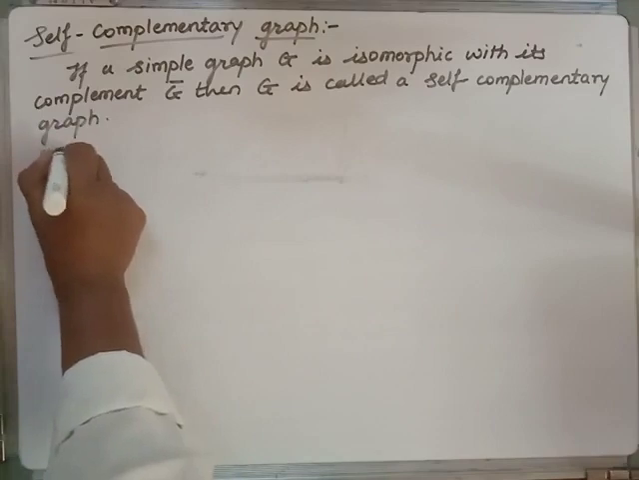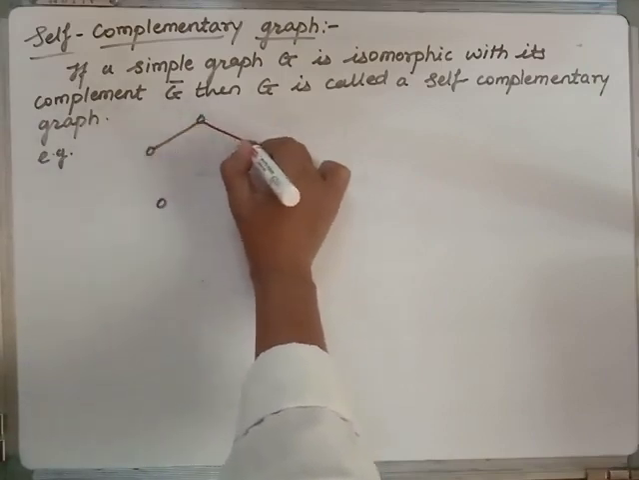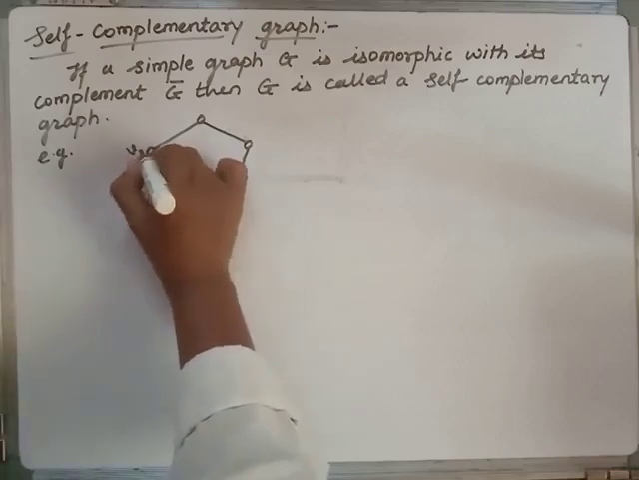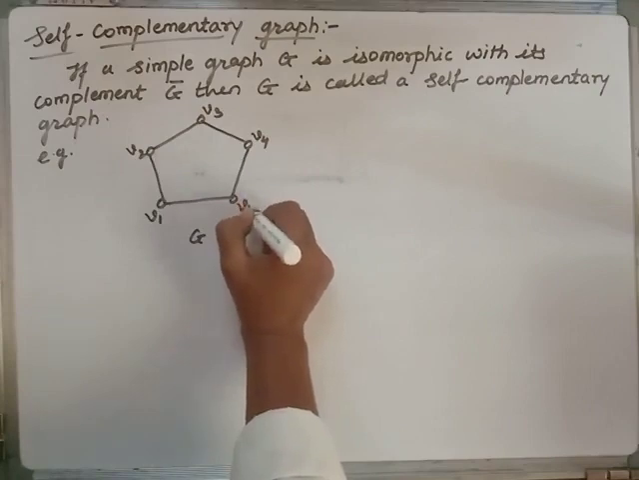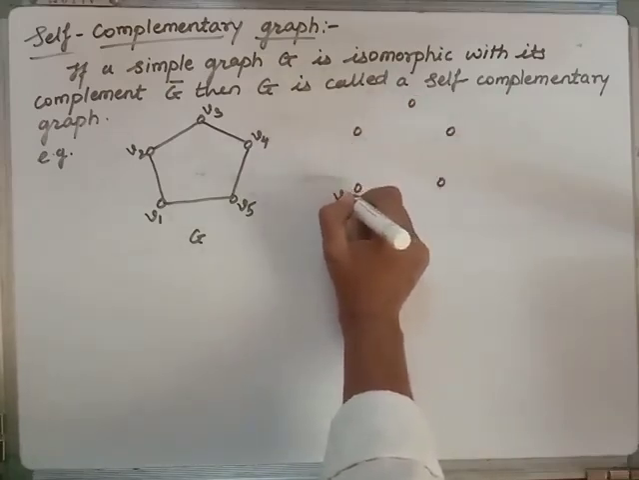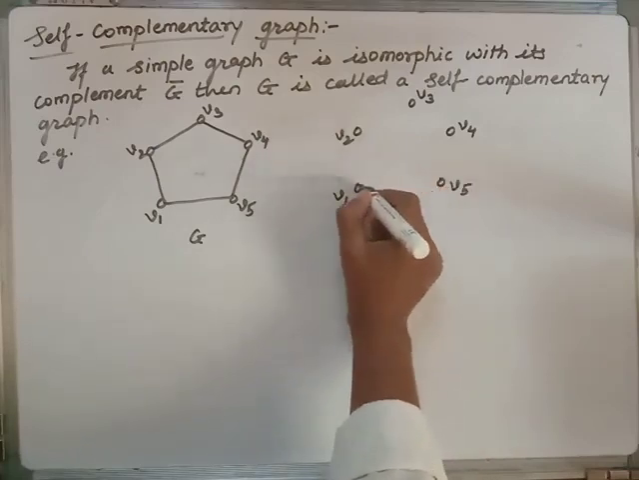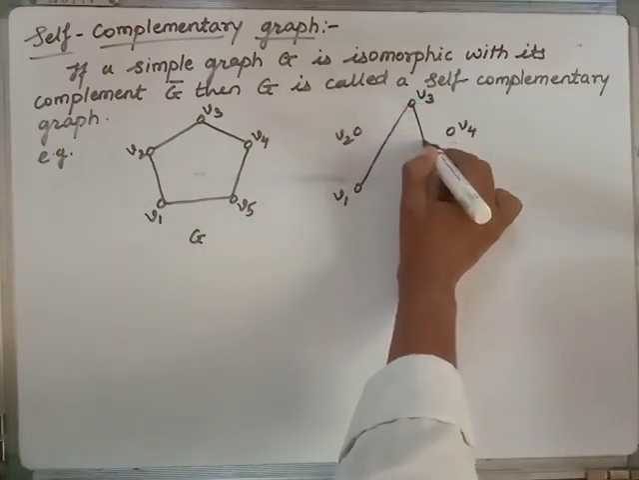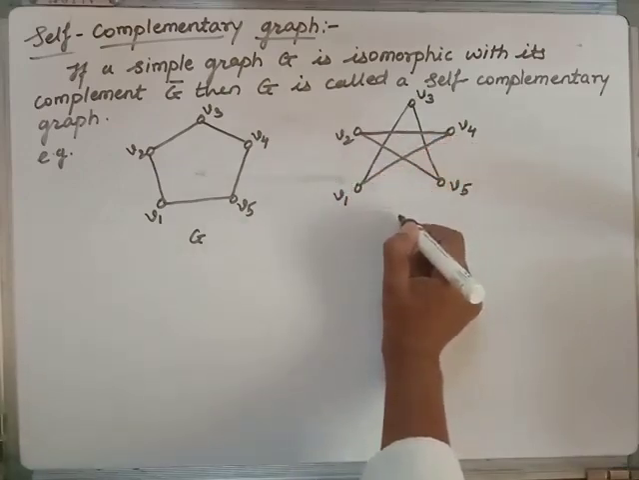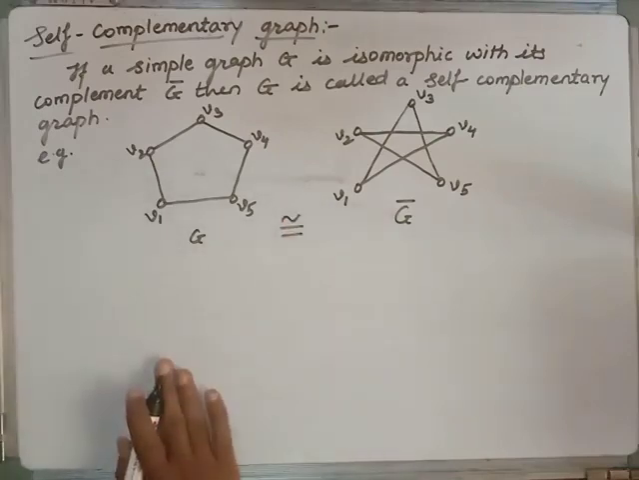So let me give an example here. V1, V2, V3, V4, V5. Now here V1, V2, V3, V4 and V5. So here this is what? G bar. But these are what? Isomorphic to each other. Here there is an isomorphism between them. Fine.